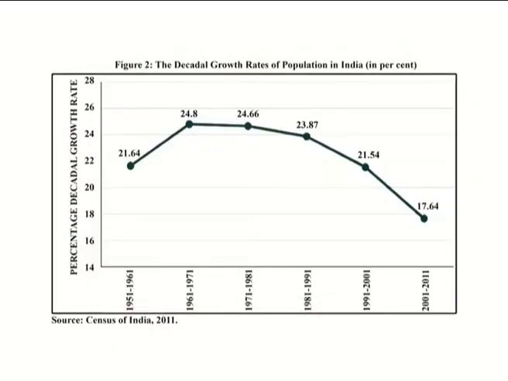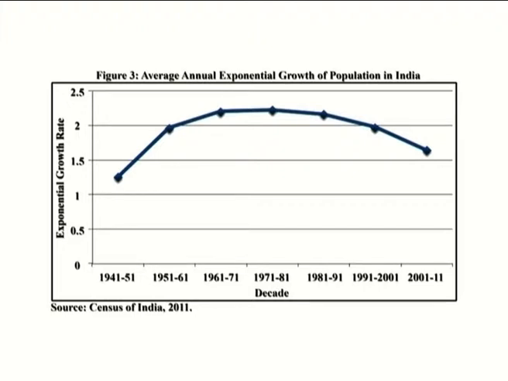It is also significant to note the percentage decadal growth rate during 2001 to 11 has registered the sharpest decline since independence. It declined from 23.87% for the decade 1981-91 to 21.54% for the period 1991 to 2001, which indicates a fall of 2.33 percentage points, while during the decade 2001 to 2011, the decadal growth of 17.64% shows a fall of about 3.9 percentage points.